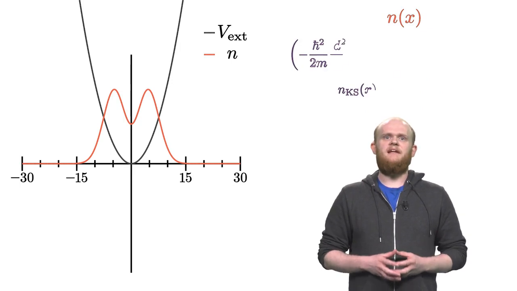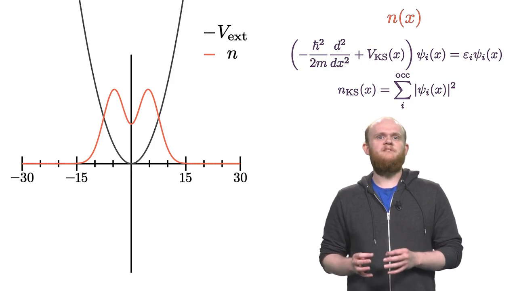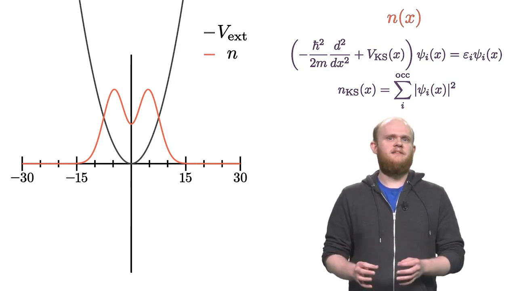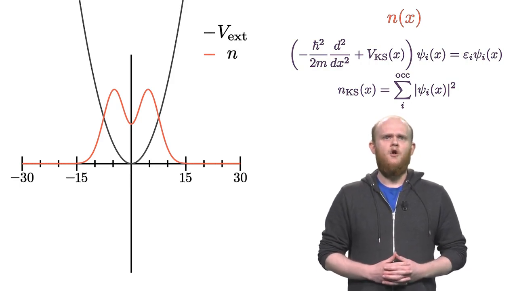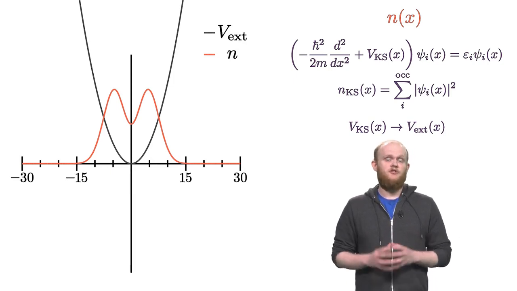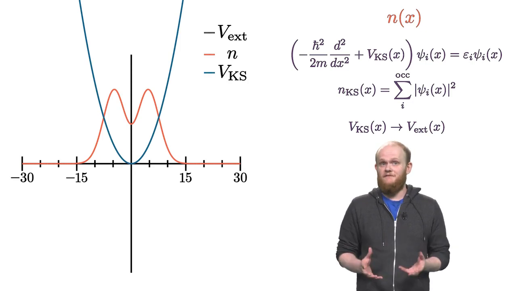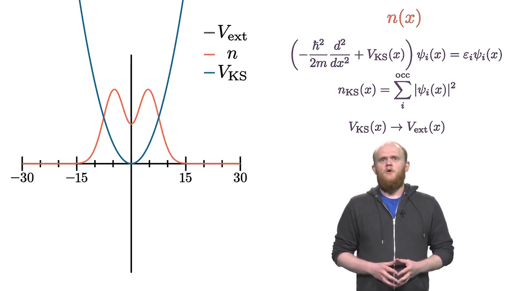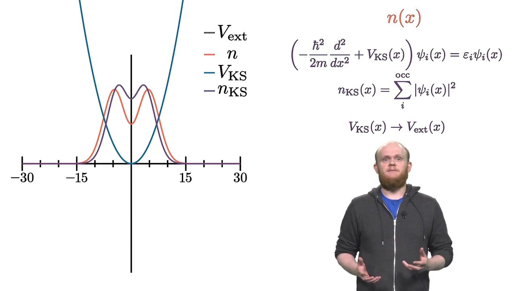We begin by writing down the Kohn-Sham equations in one dimension, where we would like to determine what Kohn-Sham potential is required such that the Kohn-Sham density is exactly equal to the target interacting density. We begin by making a guess. We guess that the Kohn-Sham potential is just the external potential of the real system. When we solve the Kohn-Sham equations using this potential, we get a density that is different to the target density. We see that the Kohn-Sham density is very different to that of the real system, as currently we have not accounted for any interaction effects.